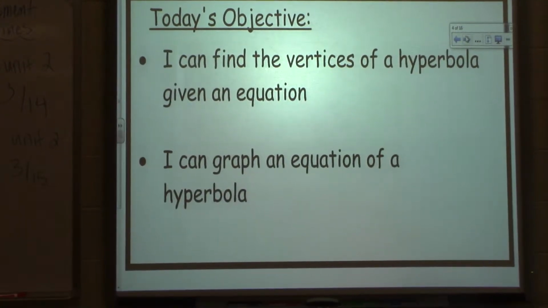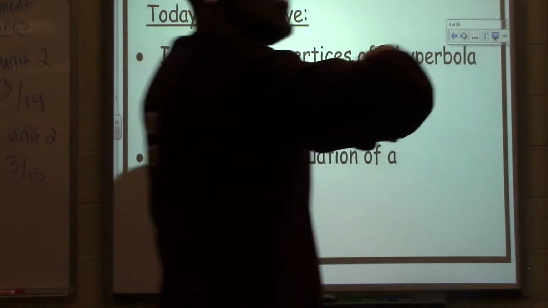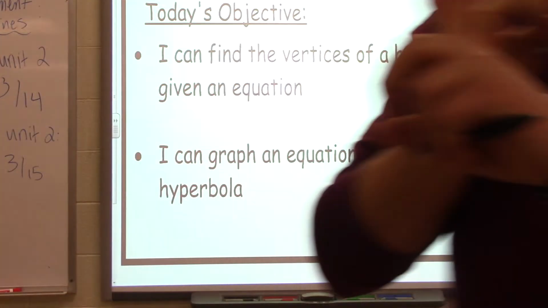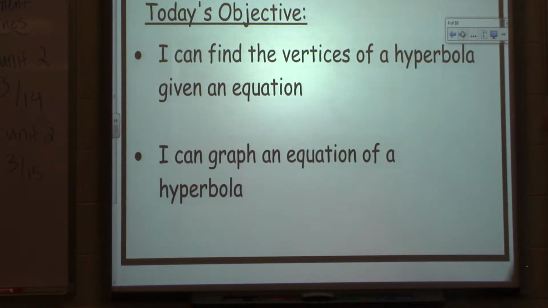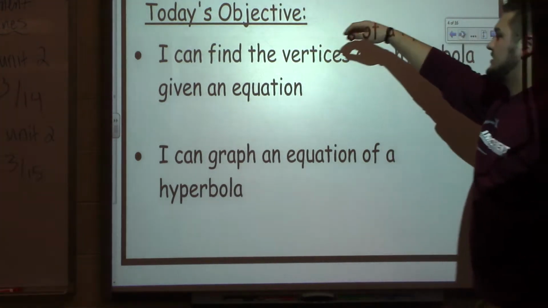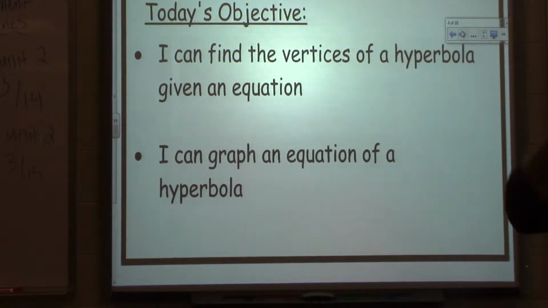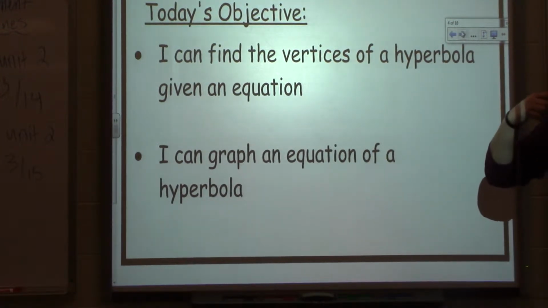Perfect. All right, today we're talking about hyperbolas, right? We talked about parabolas last unit with quadratics. We talked about circles. We talked about ellipses yesterday. Today, talking about hyperbolas. So, talking about finding vertices of hyperbolas, giving equations, talking about graphing hyperbolas. Right, this is probably the hardest thing we're doing all unit. It's really not that bad though.